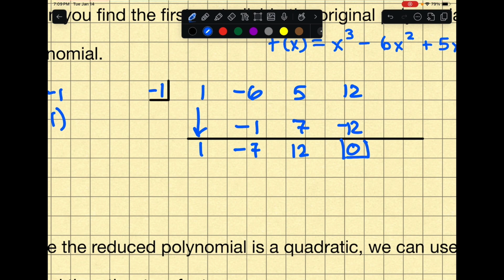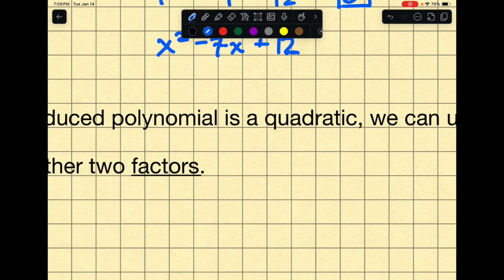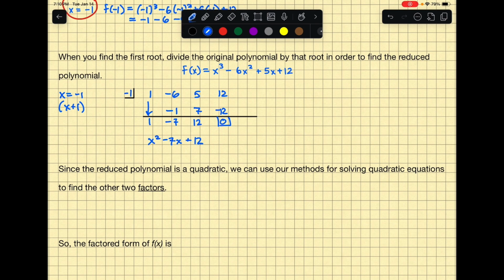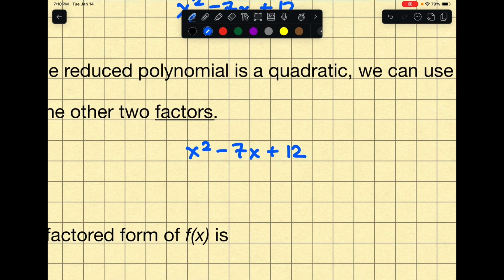We have our quadratic, which would remain if we took this factor out of the original polynomial. Our quadratic is x squared minus 7x plus 12. Now we can factor this quadratic to get our remaining two factors. Since the reduced polynomial is a quadratic, we can use our methods for solving quadratic equations to find the other two factors. We think of two numbers that multiply to give positive 12 and add to give -7. That would be x minus 4 and x minus 3.